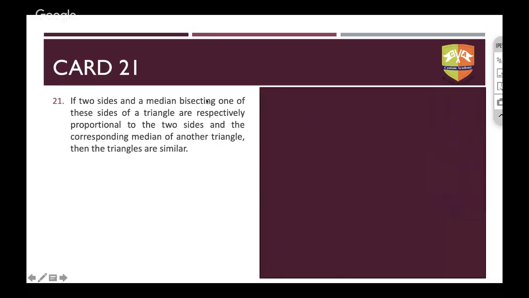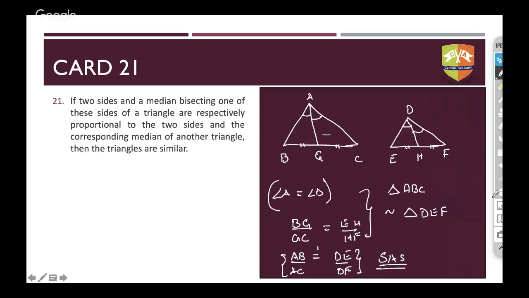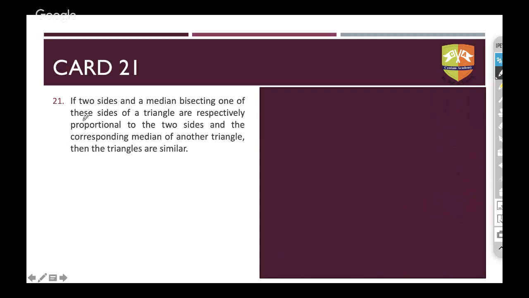If two sides and a median bisecting one of these sides of a triangle are respectively proportional to the two sides and the corresponding median of another triangle, then the triangles are similar. Let me explain. It looks a little complex while reading it. So what does it say? Two sides and a median bisecting one of these sides of a triangle. Let's first make one triangle.